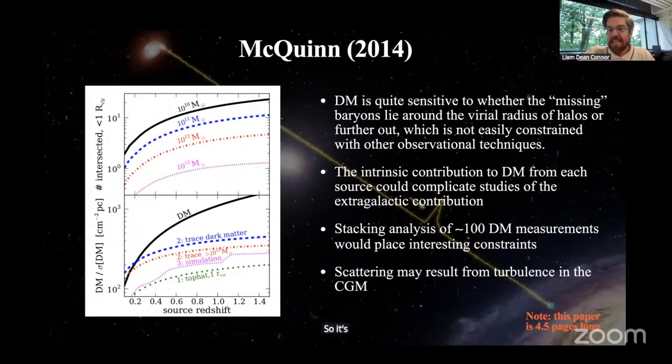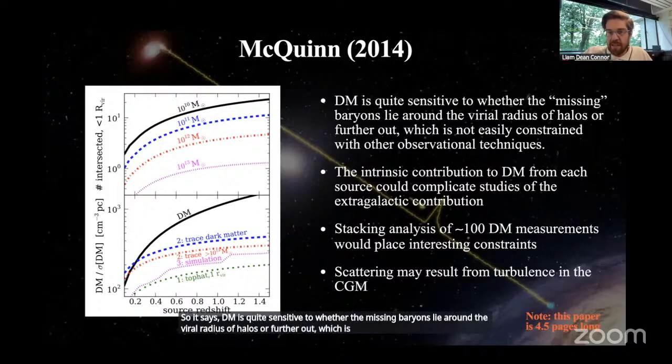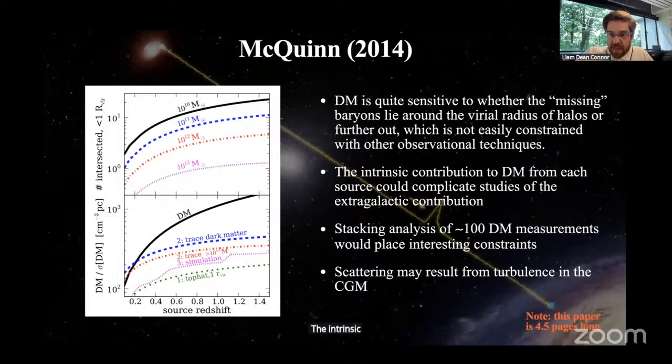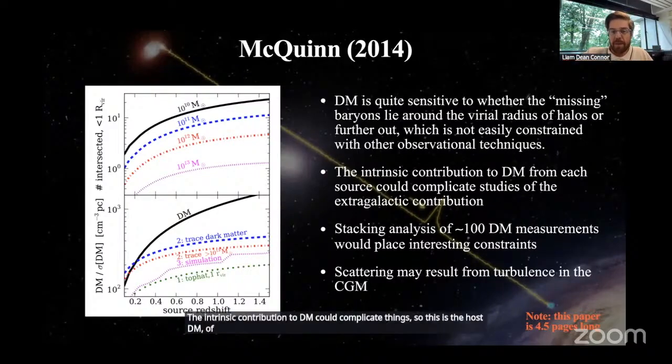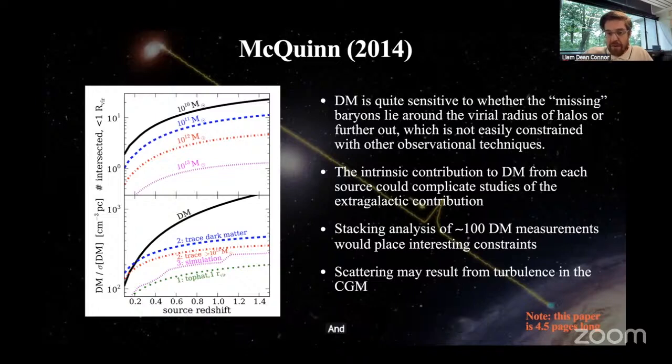So it says, DM is quite sensitive to whether the missing baryons lie around the virial radius of halos or further out, which is not easily constrained with other observational techniques. The intrinsic contribution to DM could complicate things. So this is the host DM, of course, it's a source of noise. And then stacking analyses of 100 DM measurements would place interesting constraints. And finally, scattering may result from turbulence in the CGM.